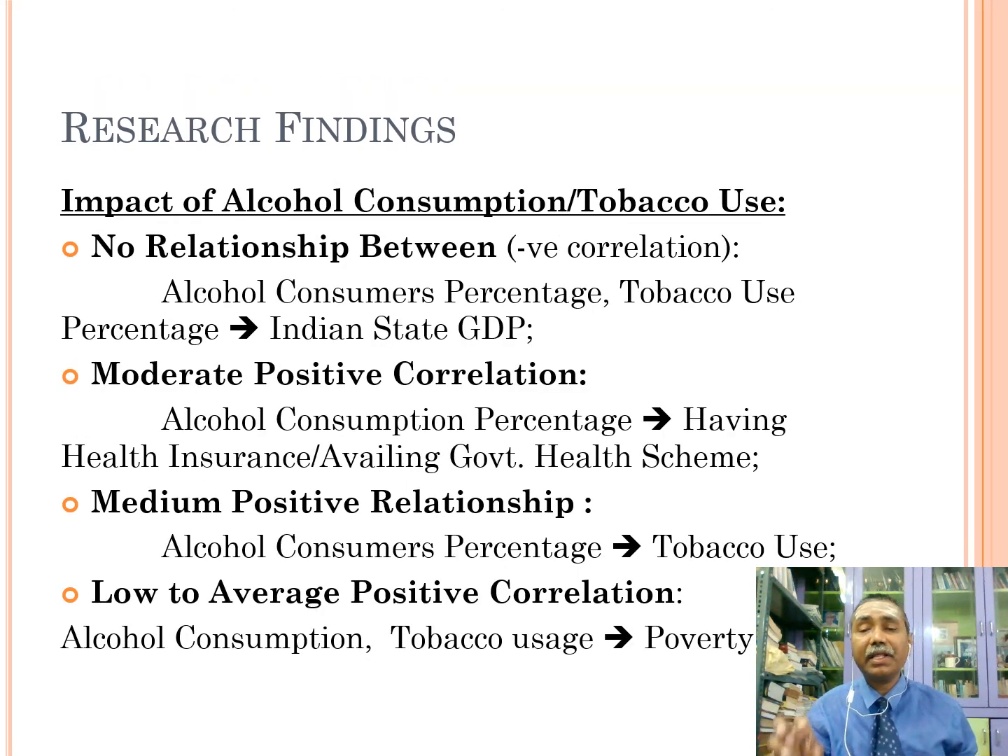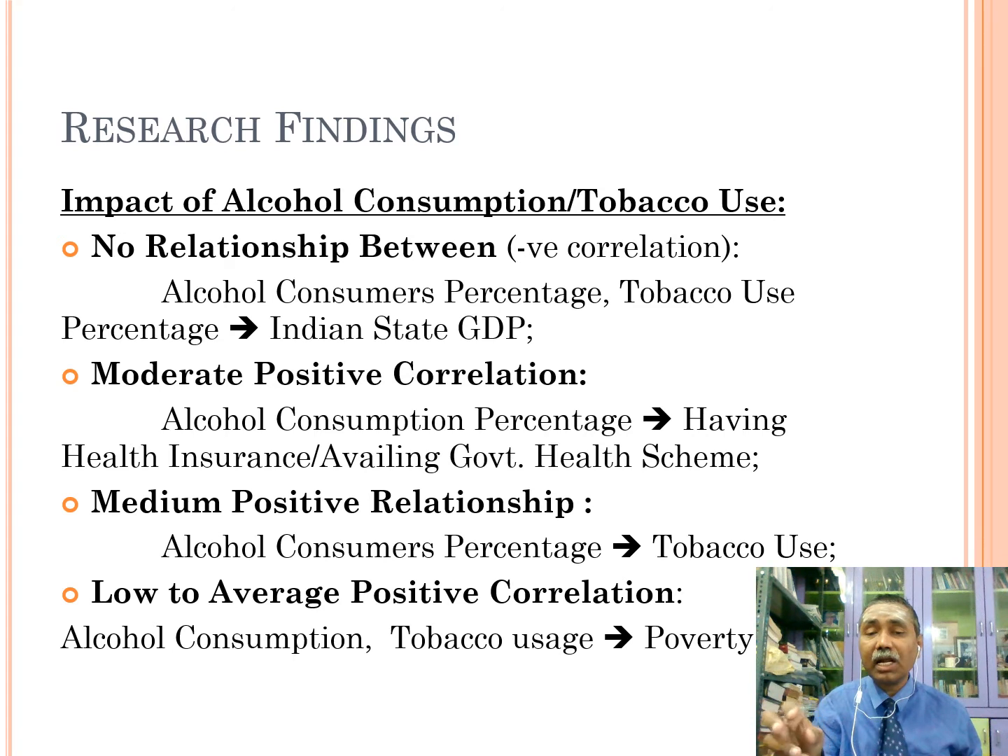See the real impact of alcohol consumption and tobacco consumption. There is no direct relationship between alcohol consumption levels, tobacco consumption levels, and Indian state GDP. Earlier, when we were discussing Maharashtra and Gujarat, they had lower levels of these two parameters and higher GDP, so we thought there might be a relationship. Actually, there is no negative correlation here. And then, what is the other finding?